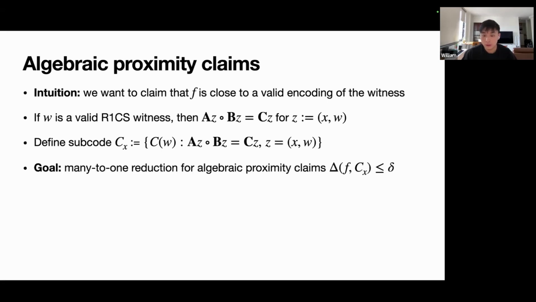And if we could construct a many-to-one reduction for algebraic proximity claims, of the form that F is delta-close to C sub X, then we're done. I claim that we're done. We have a very cheap initial reduction to an algebraic proximity claim, and then we can just run this many-to-one reduction.